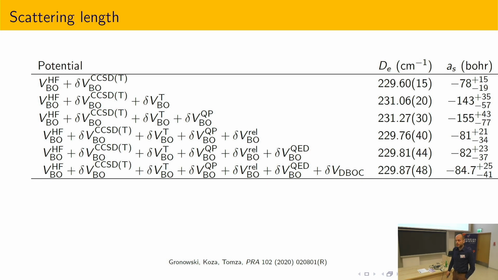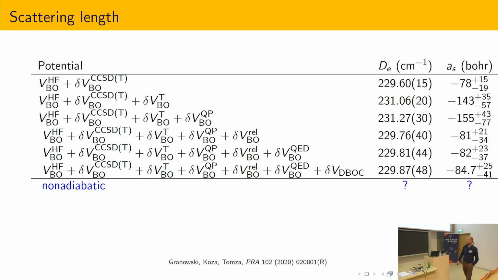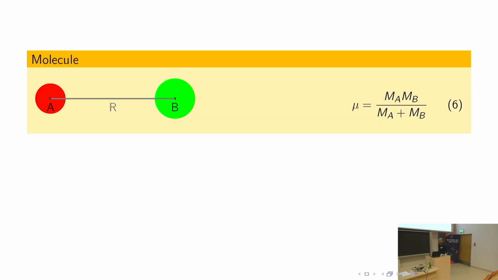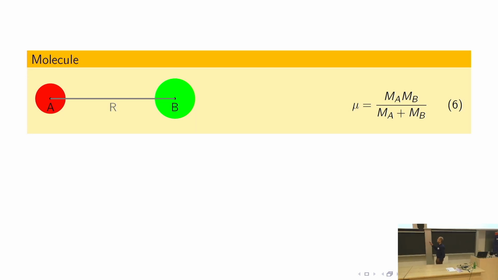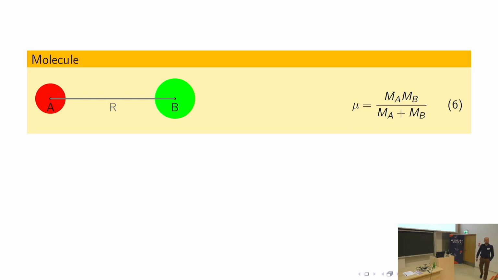But with time, the question appeared: what about non-adiabatic effects? Are they important or not? To understand this, we have to return to this basic slide in which we have a molecule, and the crucial player here is the reduced mass. In our calculation, we use atomic masses. So it means that we assume that the electrons perfectly follow the movement of the nuclei. But this is not necessarily true.